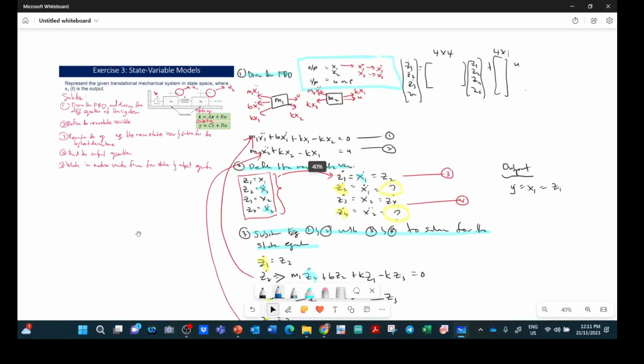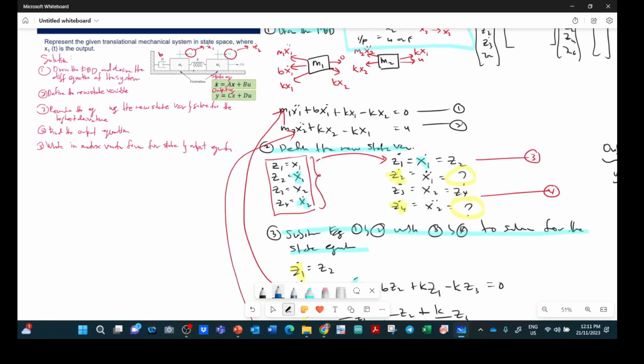Okay, so this is an example of how you have a system whereby, for this case, you were given the system, two masses, spring and damper all, and you need to come up with the state equation and output equation. So the first process will be the free body diagram as a summary, and then get the differential equation.